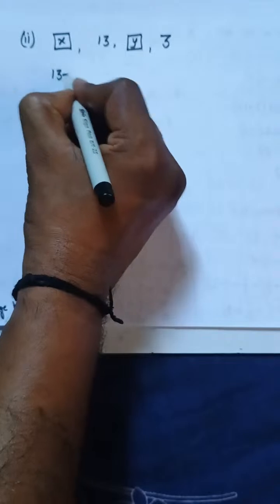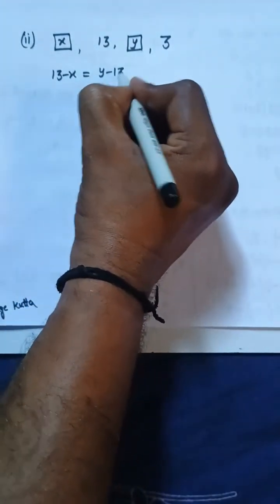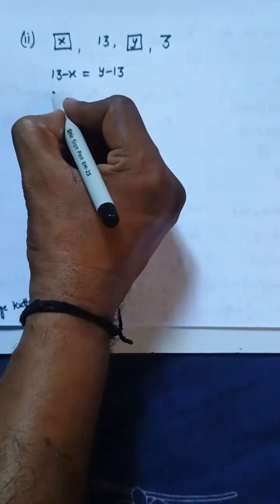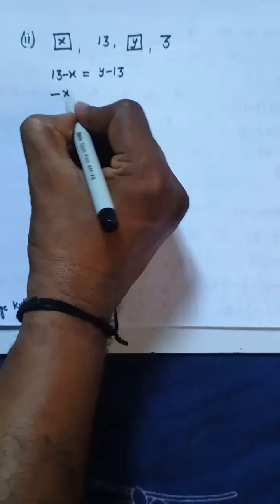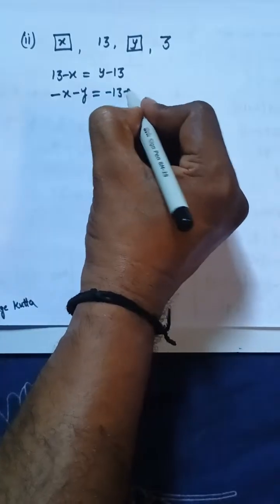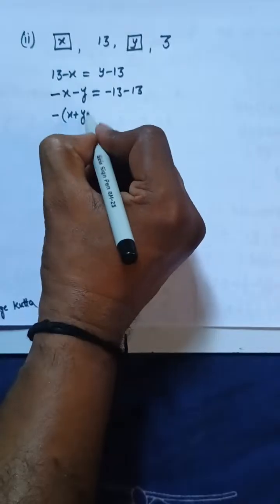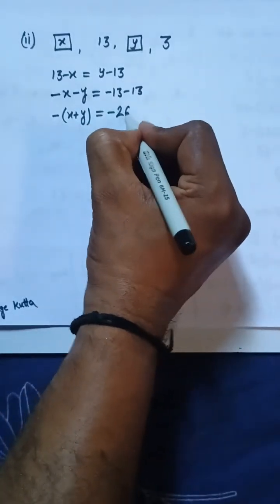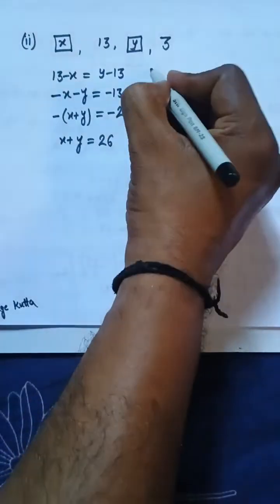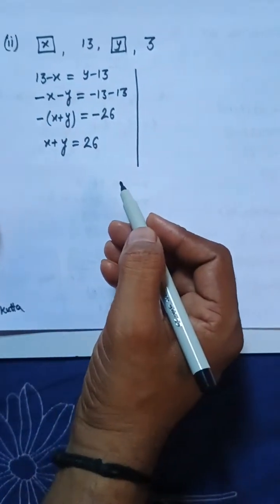Here 13 minus x will be equal to y minus 13. So negative x negative y is equal to negative 13 and negative 13. So it is negative x minus y equal to minus 26. Minus cancels, so x plus y equals 26. And now I can have this also.